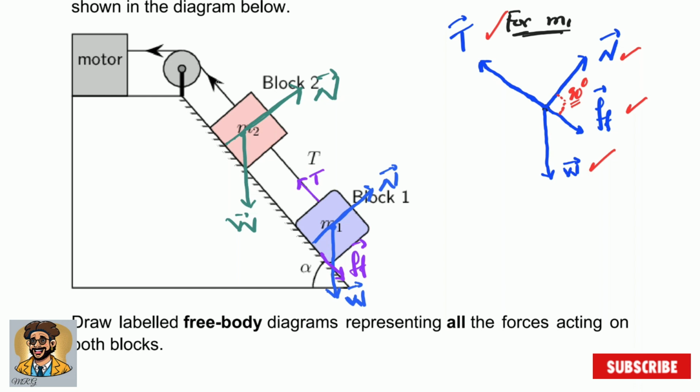applied force. This one here is the applied force from the motor, which is parallel to the surface. They say it in the question. This one is the applied force. It's the force coming from the motor, the pulling force from the motor.